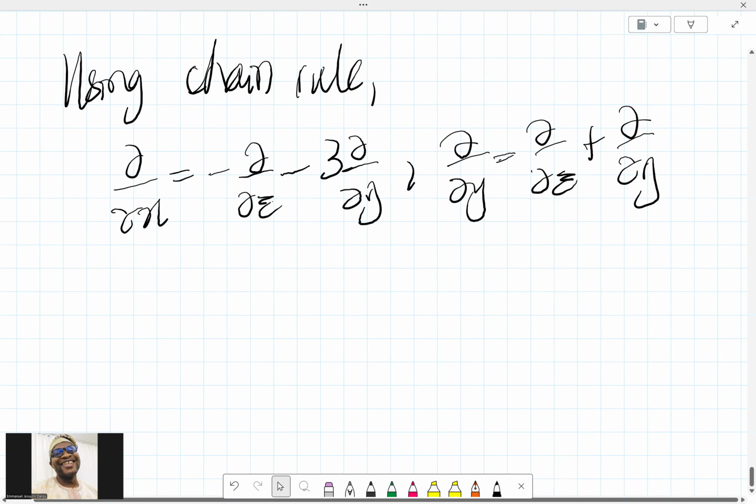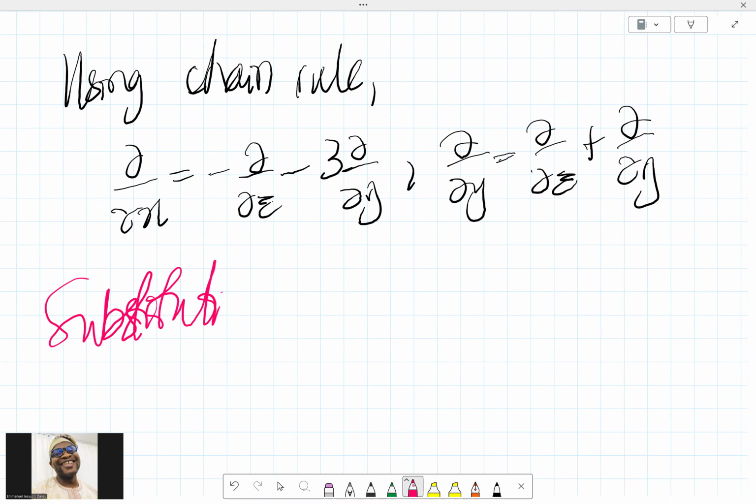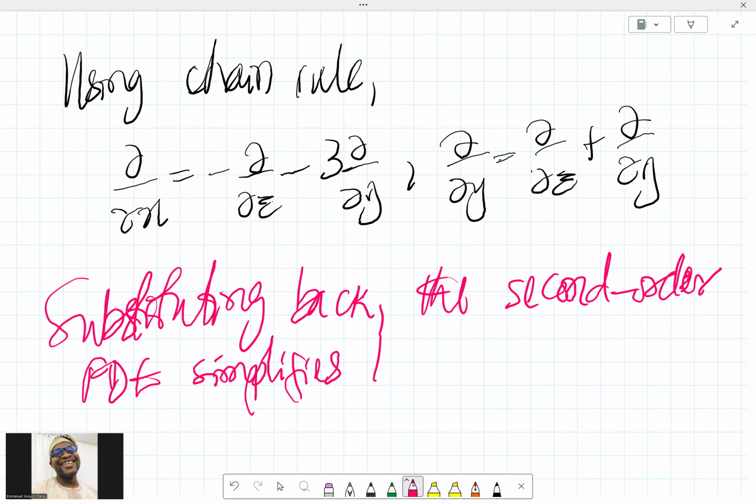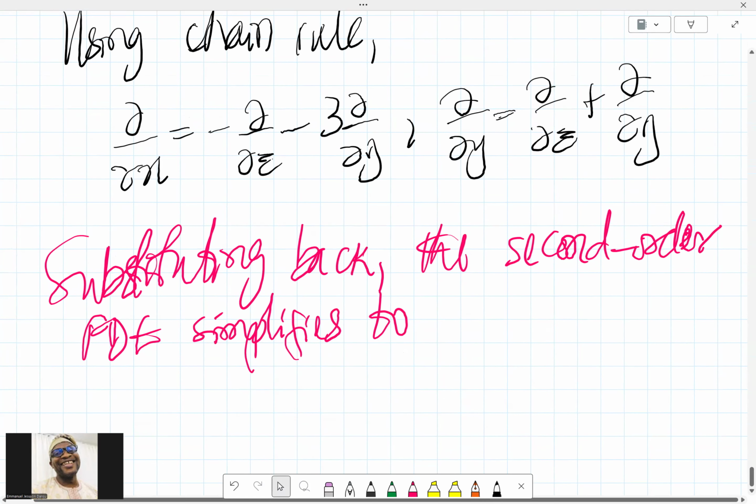With that in place, we substitute back. Substituting back, the second order PDE simplifies to, okay, here we are jumping a lot, so let me see how not to jump and not waste time at the same time. I want to make sure it's as clear as can be.